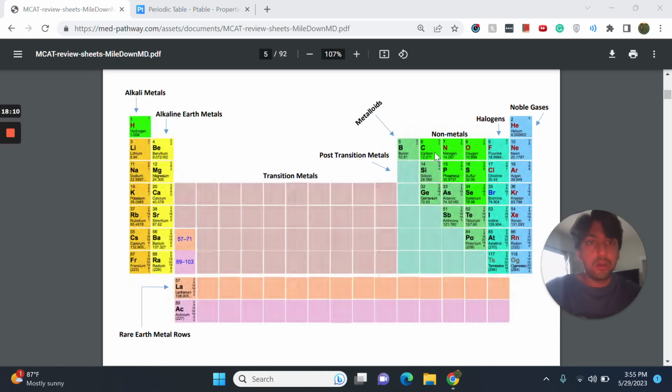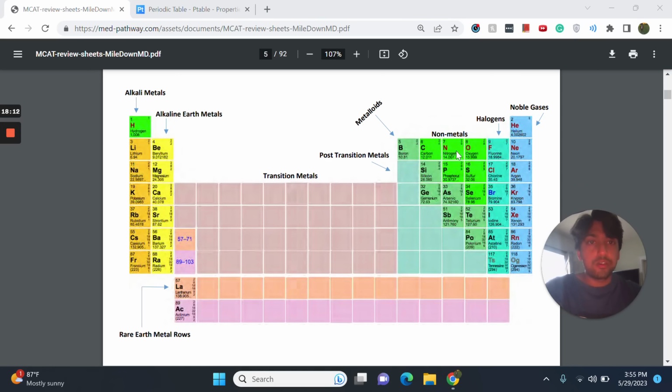The carbon, the nitrogen, oxygen, fluoride, neon, all of these are non-metals. The hydrogen is also a non-metal, sorry about that mistake. And all of these are alkali metals, okay, in this bright orange. These yellow are alkaline earth metals, and so these are all metals.